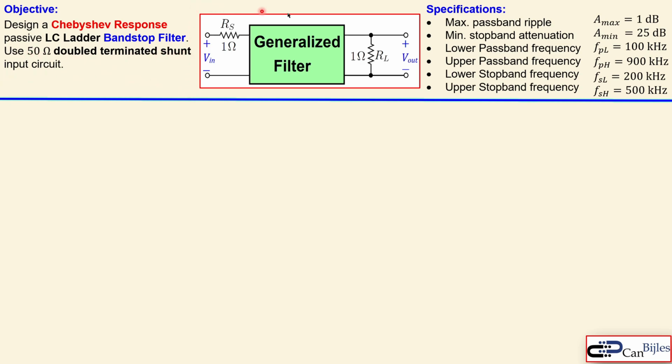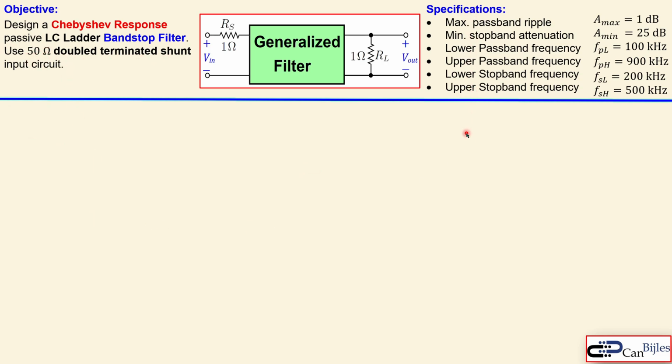Now looking at this circuit block diagram first, this is a generalized filter where we need to design our bandstop filter. The RS, which is the source resistor, and the RL, which is the load resistor, are normalized to 1 ohm here. So we need to scale it up later to 50 ohm. That is actually the meaning of this last sentence.